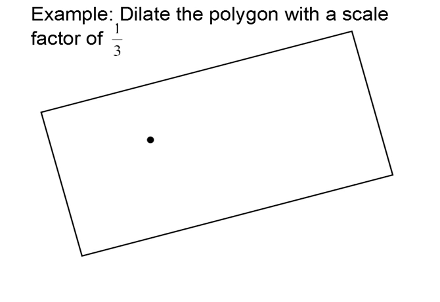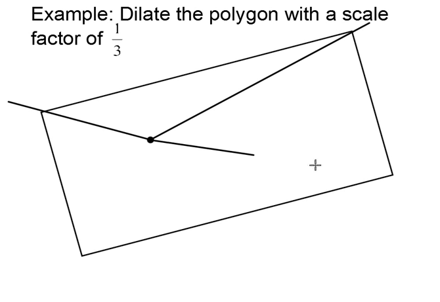Let's do this, but let's have the point sitting on the inside of our shape. So from the center, I draw lines that go through each of the corners or vertices of my shape. And now I start to measure them.